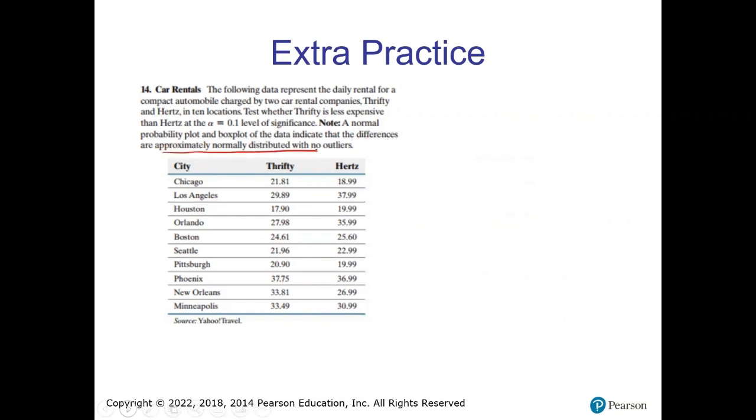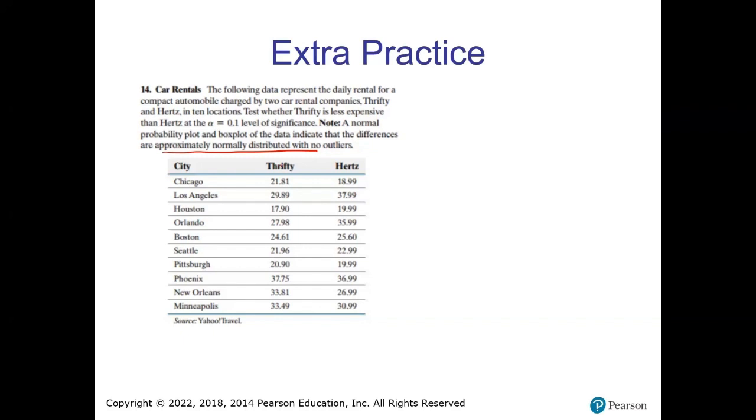Most of the problems here will actually tell you, hey, it's already approximately normal, you don't have to check it. But just like all the other ones, any of the ones I give you are going to be able to be done. I'm not going to give you a question here that cannot be done.